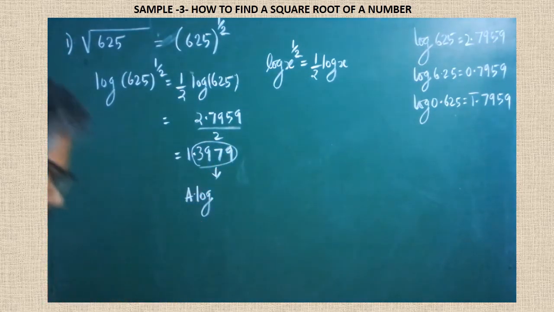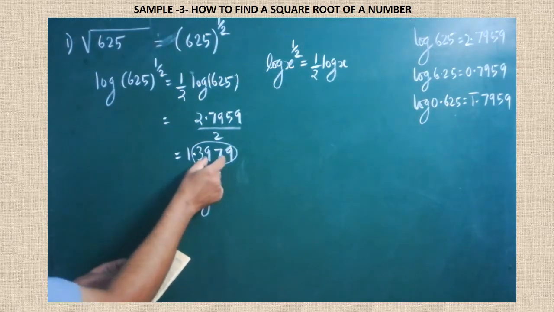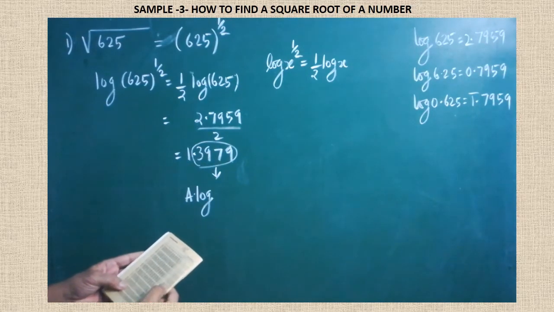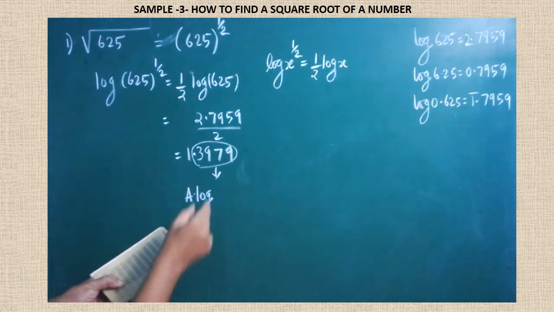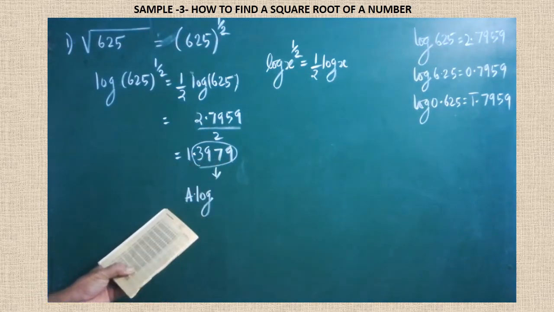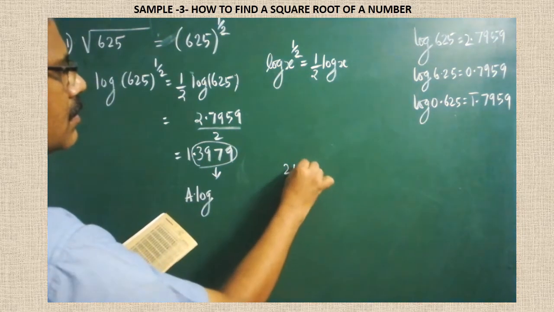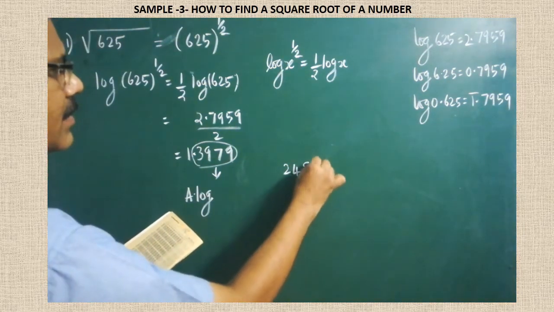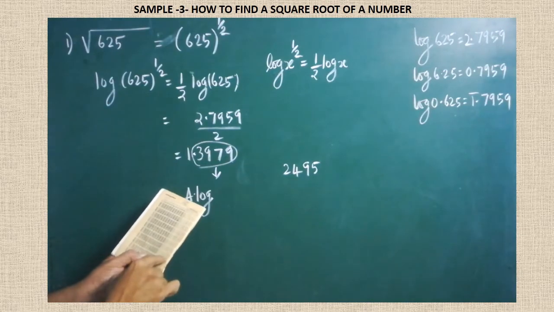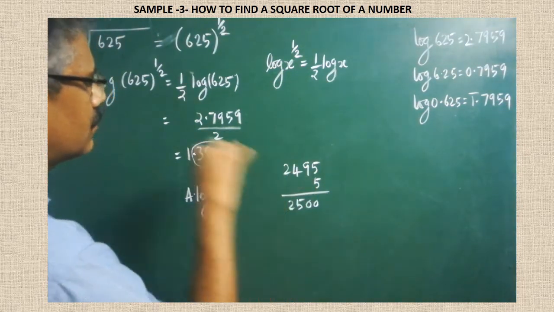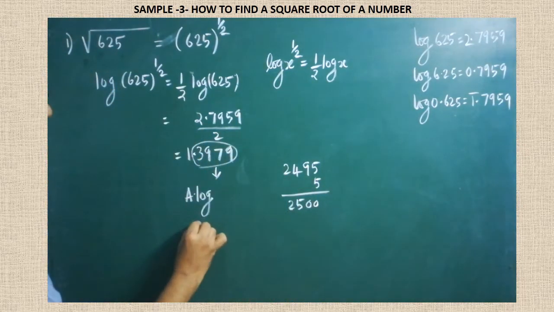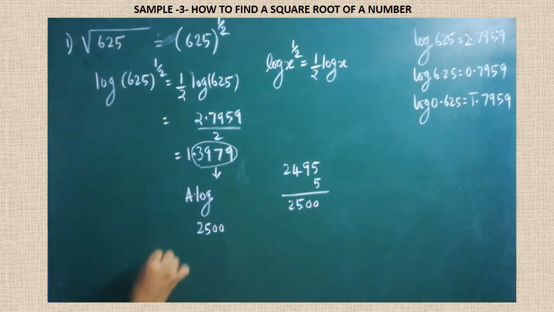So by using the logarithmic book, turn over the next page. In the anti-log page, look at the number. The value is 3979. First you have to look at 397. The value is 2495. In the mean difference column, you have to move the finger till you see above up to 9. There you are getting 5. Add both the values, you are getting 2500. So the anti-log of this number is 2500.